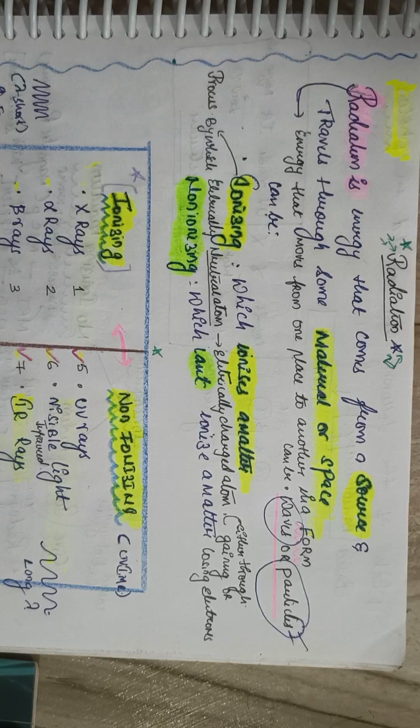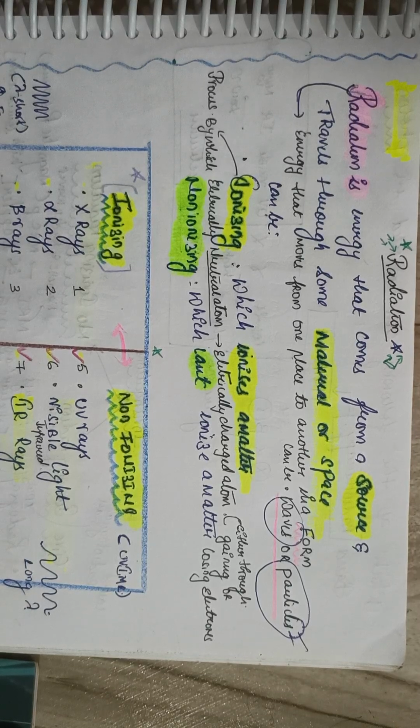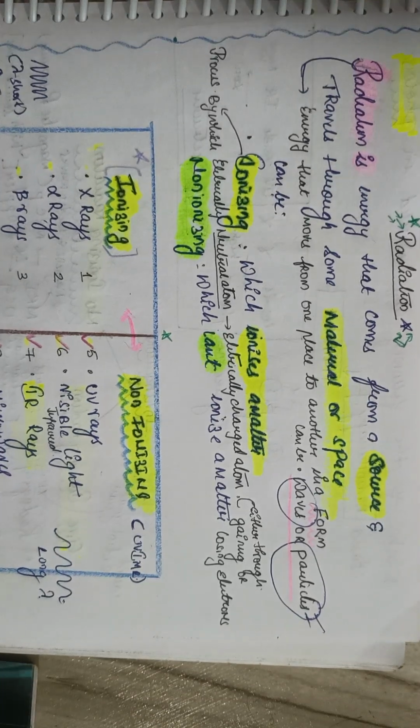Now, these ionizing radiations have the ability to electrically charge atoms. These radiations either take electrons or give electrons, so that it becomes a charged atom. And the next important aspect is non-ionizing. What do you mean by non-ionizing? Non-ionizing is which can't ionize matter.